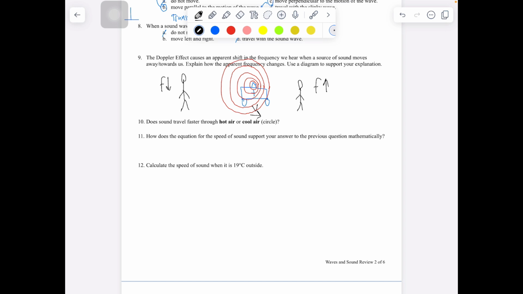Does sound travel faster through hot air or cool air? It travels faster through hot air. You can remember this in that, well, as temperature increases, the particles in the air are moving faster, so it's faster for them to exchange that energy, for the energy to travel through them when it's hot, when they're moving faster.